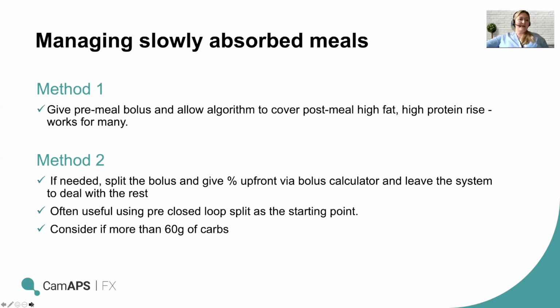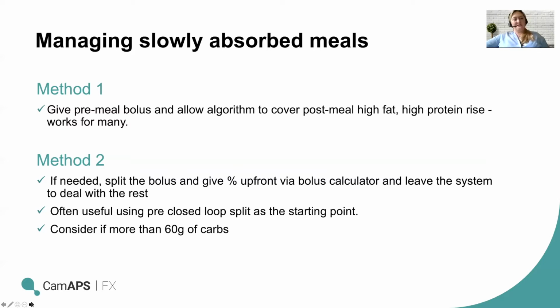So just to recap on managing slowly absorbed meals, we have a stepwise approach for this. The first thing that we'd normally suggest, not even talking about gastroparesis necessarily, but maybe just meals that are higher protein, higher fat, and lower glycemic index carbohydrate, is giving the pre-meal bolus and first of all allowing the algorithm to deal with the carbohydrate as it comes through. For many, just putting the full bolus in and delivering that bolus with the system doing its thing afterwards is absolutely fine.